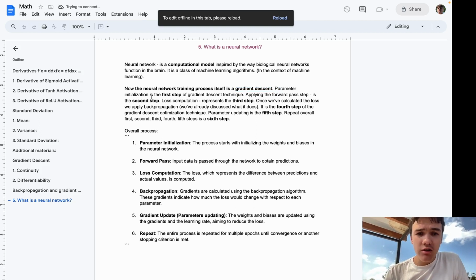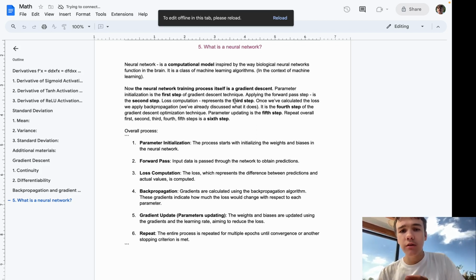So first we have parameter initialization. This is the first step. Then we have forward pass. This is the second step. Then loss computation. It represents the third step, okay? So we just calculate the loss. For example, we can use MSE, which is mean squared error, and it's going to form the parabola, and on this parabola there's going to be a point of an error, and we're going to optimize this point of an error by the derivative, but taking the negative derivative, because the derivative is where the function increases, so we need to use the negative derivative where the function decreases, so to minimize the loss. And this is the loss computation. So this is the third step.